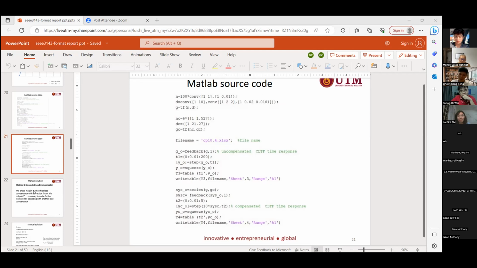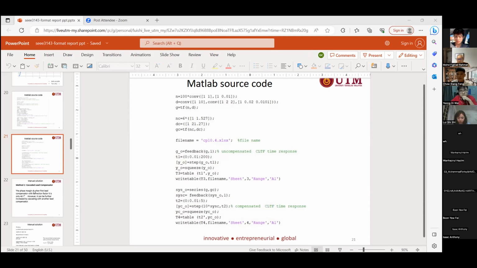The easiest way to tell is to use beta. Beta equal to ZC over PC is less than 1 for lead compensator. Beta is greater than 1 for lag compensator. It is the ratio between ZC over PC.